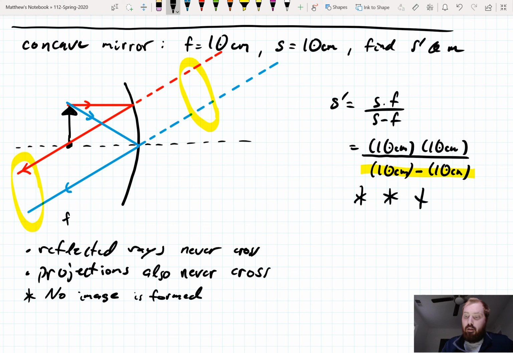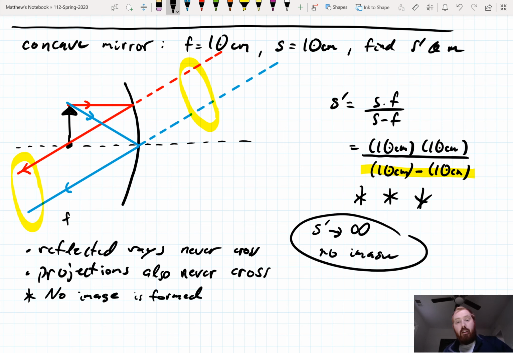Warning sign. What's 10 minus 10? 0. What's 1 divided by 0? Undefined. Things explode here. So all we say is that S prime approaches infinity. We say it blows up. And that, in this case, there is no image.